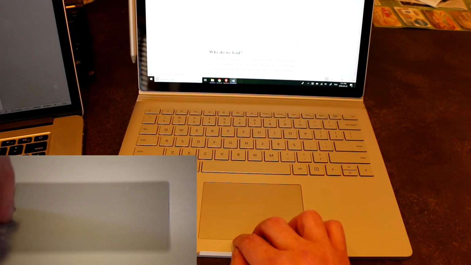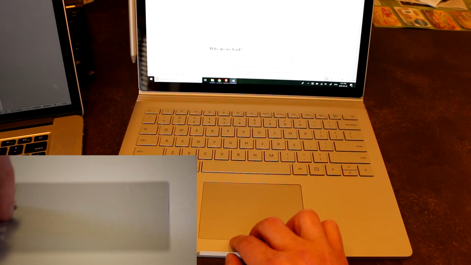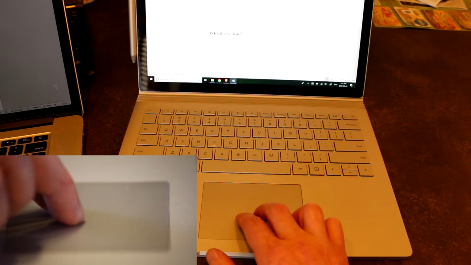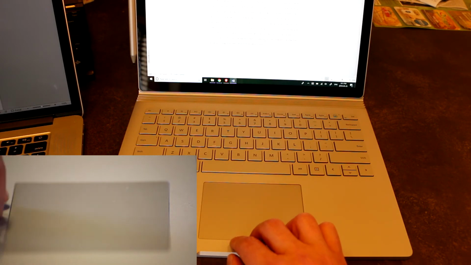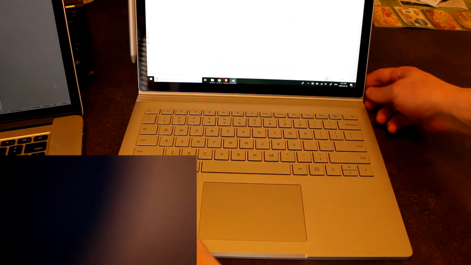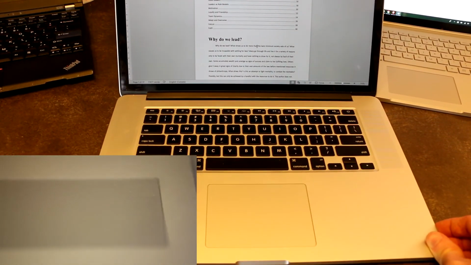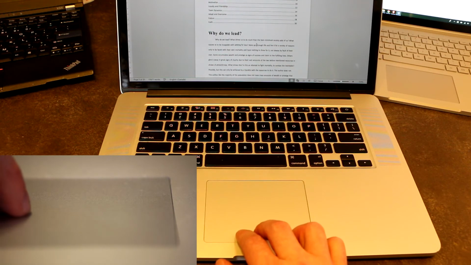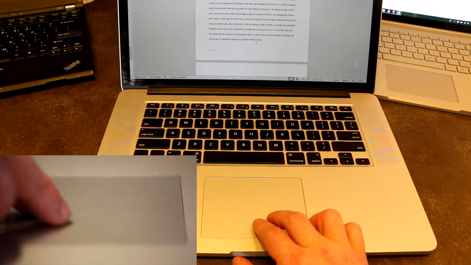Now in terms of sensitivity, I would say that our Windows trackpad is perhaps not as sensitive with smaller gestures. And let's make sure that we're lined up. There we go. So again, small gestures just on the edge. Actually, they might be a little bit more comparable than I thought.